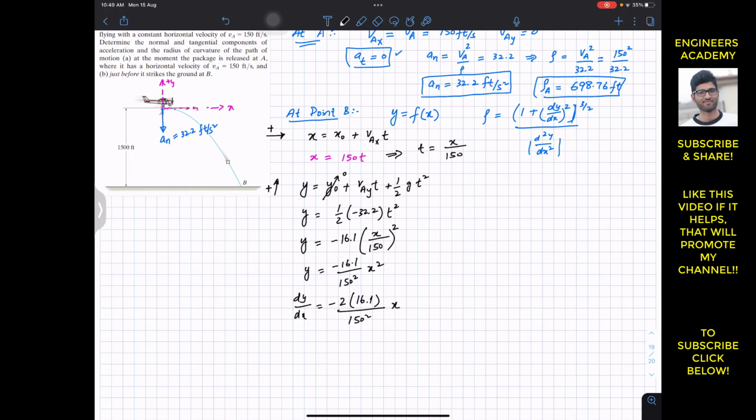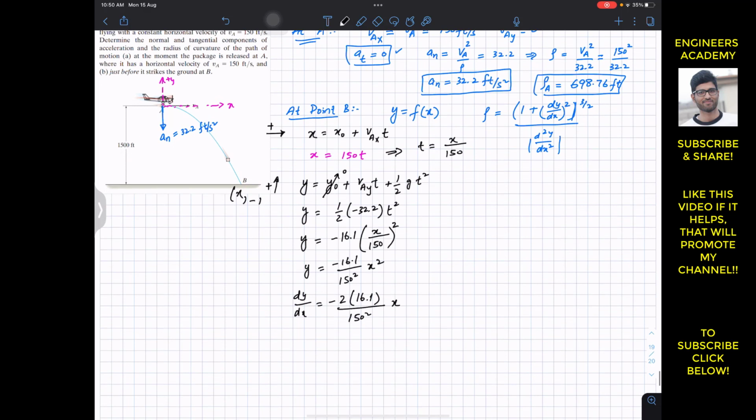And we do not know the x coordinate of the package at point B. So if this is the origin, then what are the coordinates of point B from that origin? So we can say that, let's say that from this origin, the package is at a distance of x. Let's say this distance is x. So we can write that this is x, and the package has traveled a distance of 1500 feet in the negative y direction. So we will write that the y coordinate is minus 1500 feet.